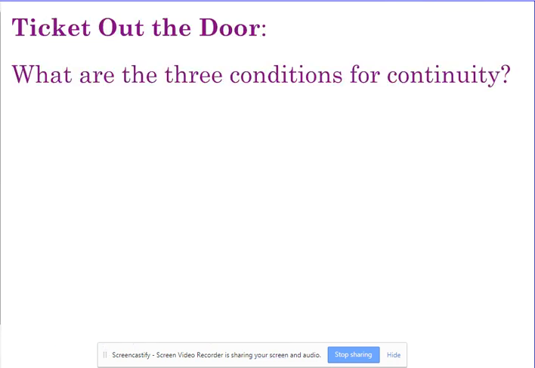Okay, so I want you to take a second in your notes, and I want you to write down, without looking at your other notes, what are the 3 conditions for continuity? And then look back at your notes and see if they match.